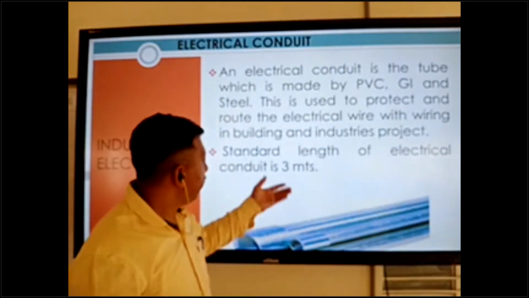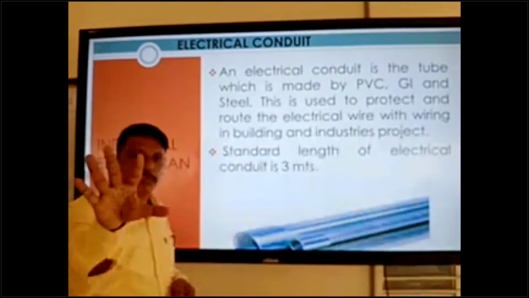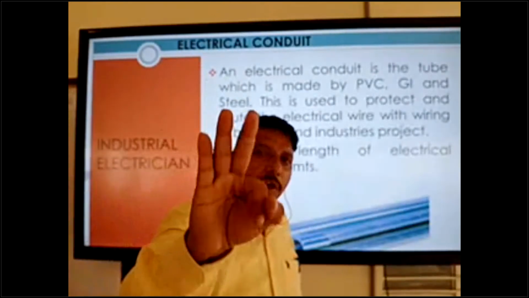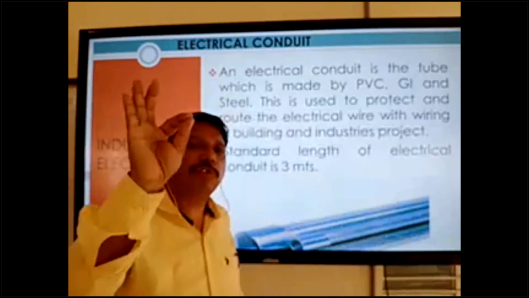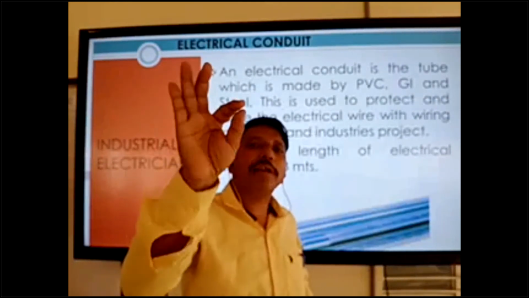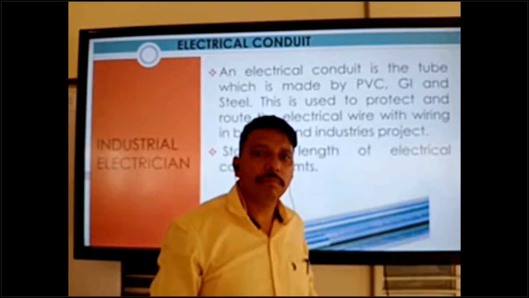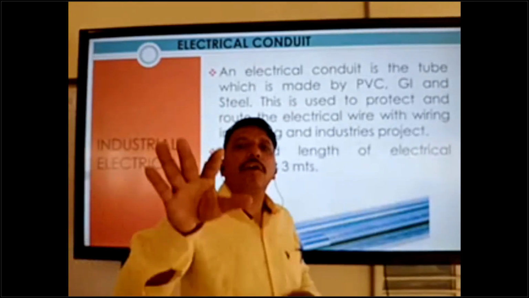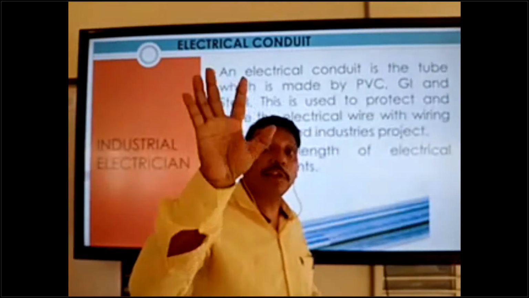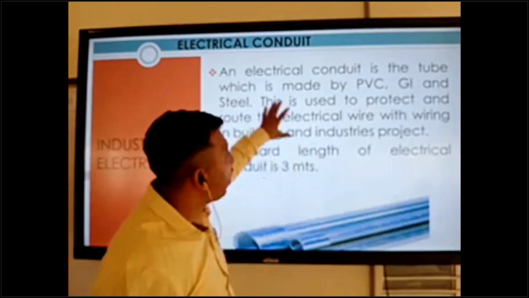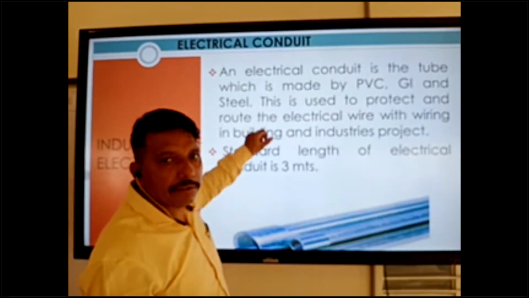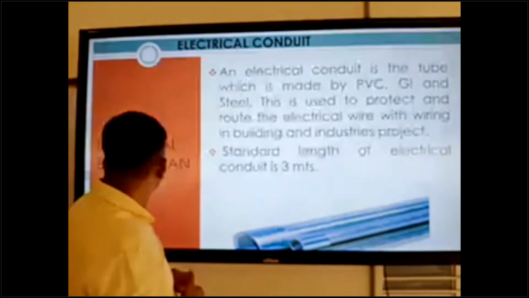3 meters. Okay. So in this chapter, three things. Conduit is made of PVC, steel, and GI. Number one. And conduit is used for the wiring route system. Number two. And number three, conduit standard length is 3 meters. You can be clear about these three things in this slide. Okay.